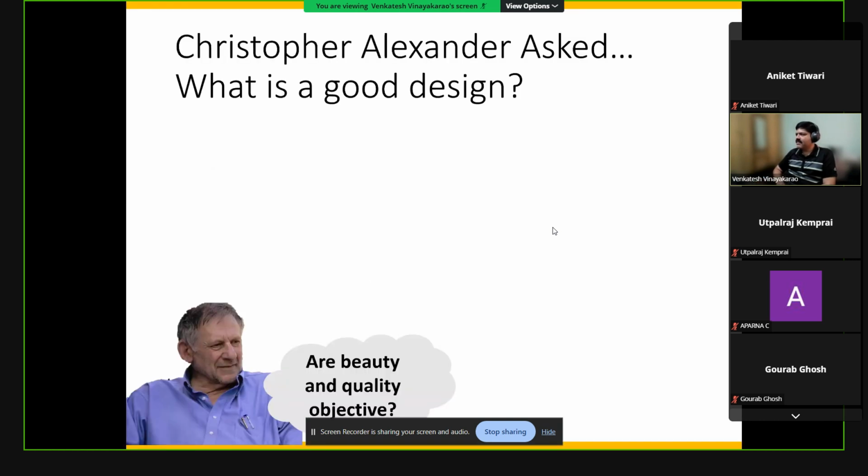There was a person called Christopher Alexander. Christopher Alexander was a researcher. He went to Berkeley for his PhD. So he had this question: what is a good design? And then the specific question: are beauty and quality objective? Right. So this was the question.